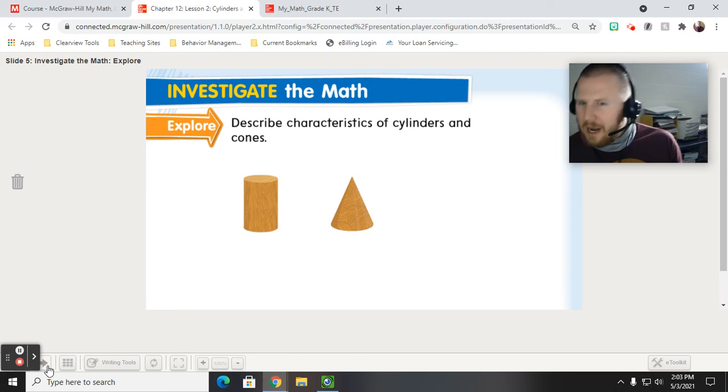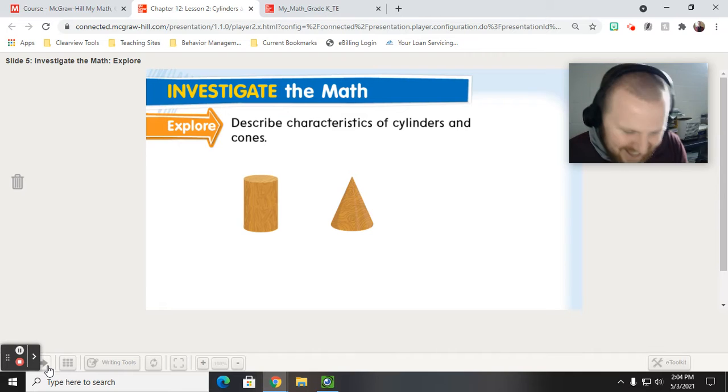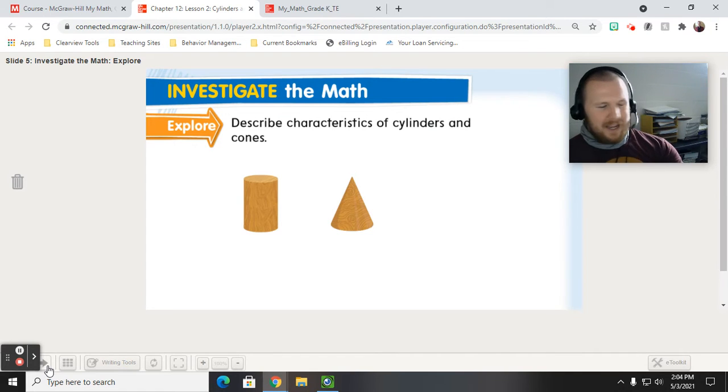Okay, it says describe characteristics of cylinders and cones. While I don't have an example of a cylinder with me, I mean cone, I don't have a cone with me because I brought an ice cream cone, but I got really hungry and I ate it. But anyway, you can actually make a cone.